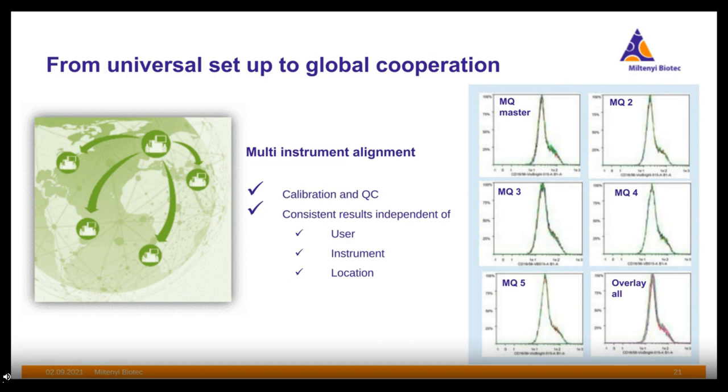I would like to share with you one interesting data set, which was generated by 5 different operators who did not have much flow cytometry expertise, and they ran the same sample on 5 different MACSQuant instruments indicated here as different numbers. These devices underwent this multi-instrument alignment. As you can see from this overlay plot, all these instruments generated the exact same analysis result, confirming the accuracy of data across instruments and operators.